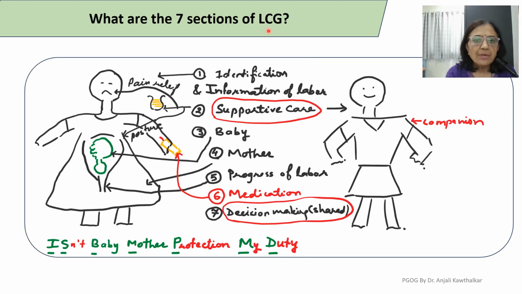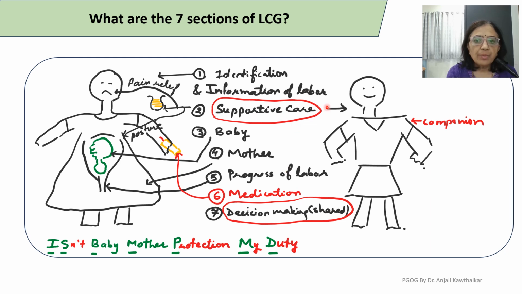Now, LCG has 7 sections, and what are the 7 sections? That is a likely question which can be asked even to students in the practical examination. So remember, 5 sections are the same as we had in the modified or original WHO partograph, such as identification and information related to labor, baby's condition, mother's condition, progress of labor, and medication. 2 new sections which have been added are supportive care and decision making.